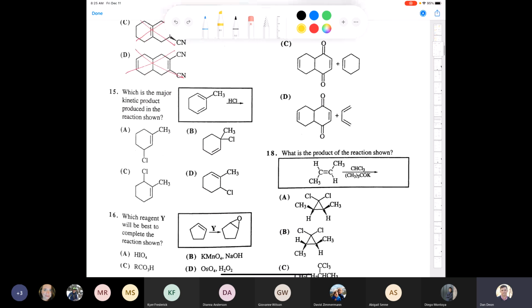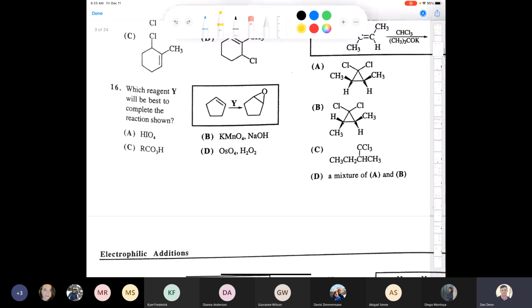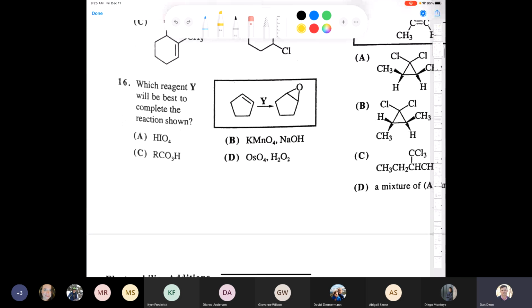Okay, so I'm going to ask you flat out, what's the answer to 16? It says, which reagent would be the best choice to complete this reaction? We're taking an alkene, and we're converting it to an epoxide. Can anybody help me out with that? Okay, Diego says C, right? Exactly. So everybody says C.